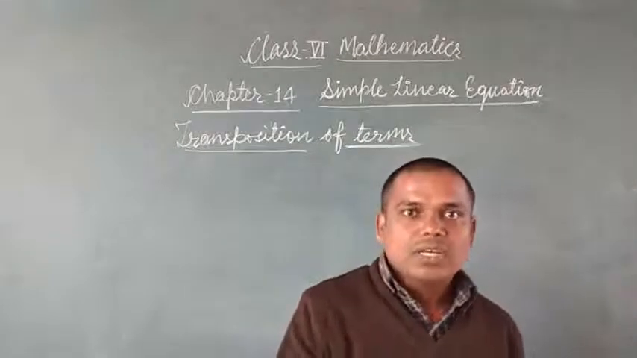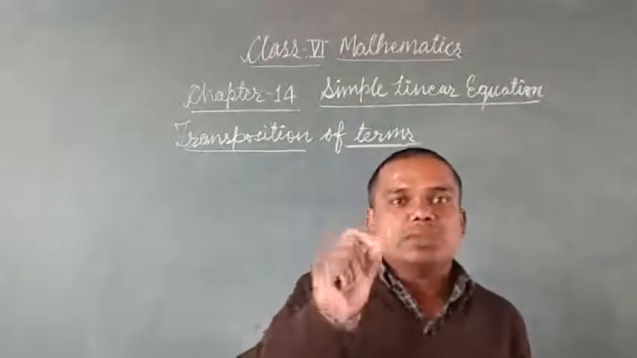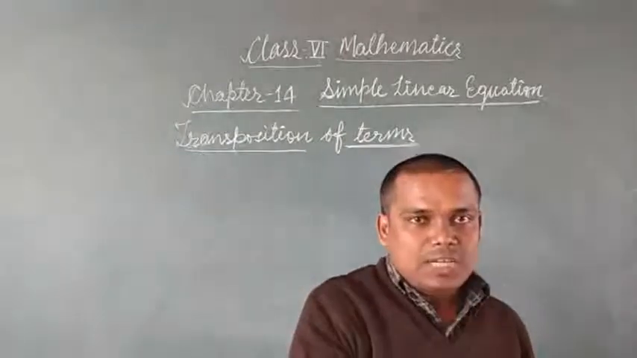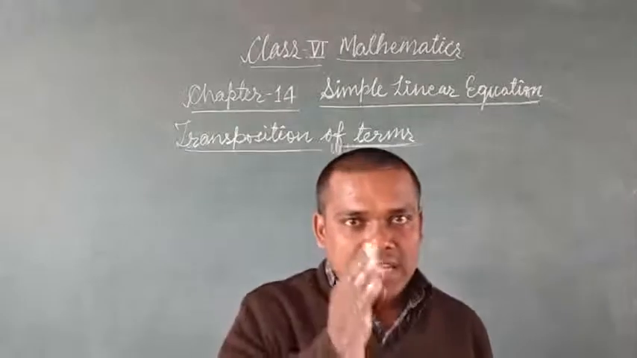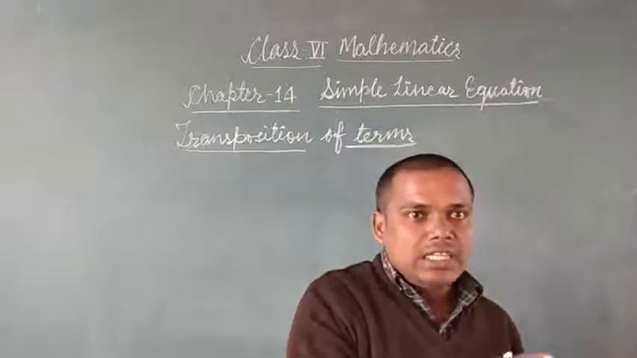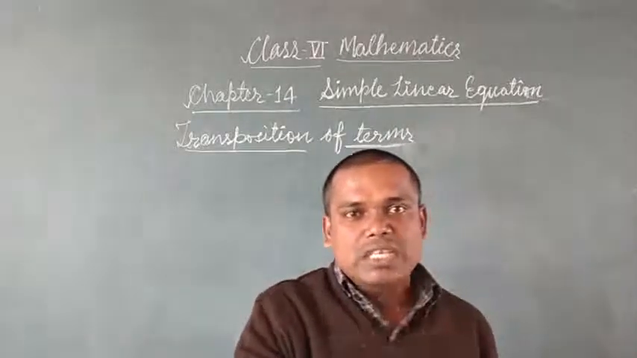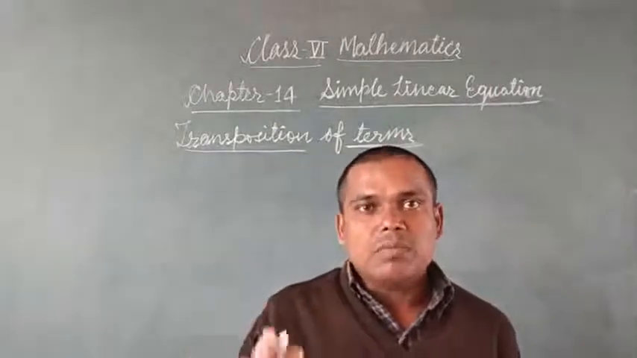If a term is going to be transposed from left hand side to right hand side of the equality, and the term is in addition in the left side, the sign of the term will change in the right side and it will become minus.